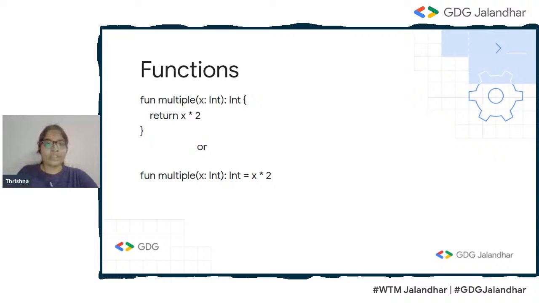And as you can see in other languages, it would require 2 to 3 lines of code. But as you can see in Kotlin, you can have only 1 or 2 lines of code. So this is reducing the number of lines of code.